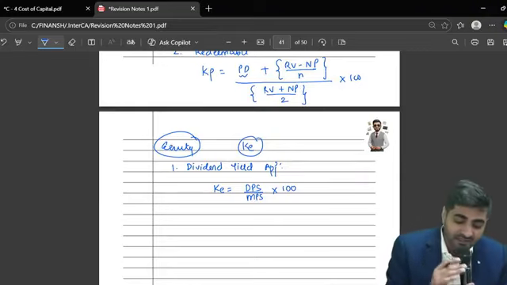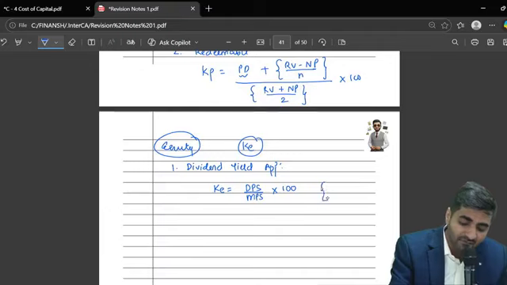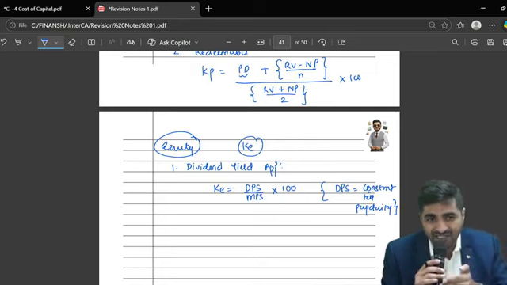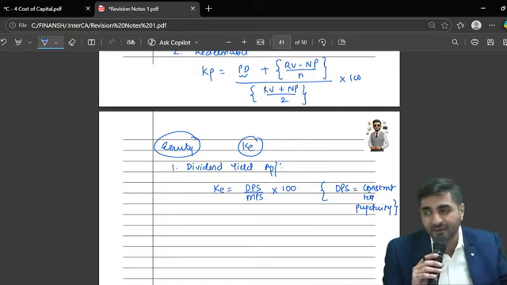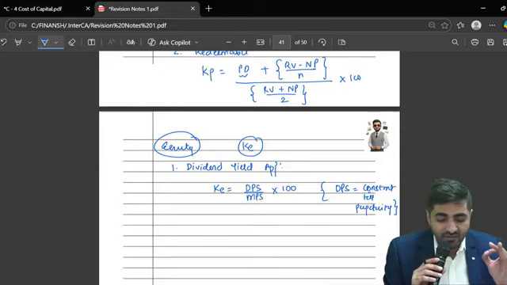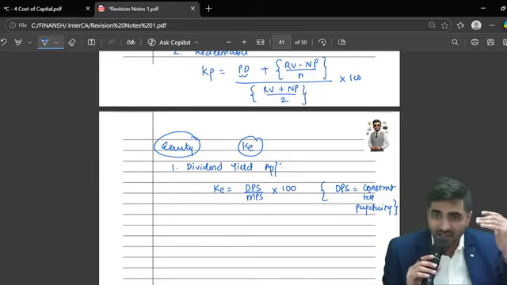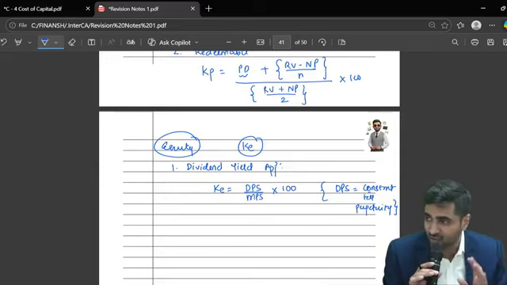But this is only applicable when we know that dividend per share is going to be constant till perpetuity. When it is going to be constant throughout towards its perpetuity, then the formula for KE is going to be DPS by MPS into 100.